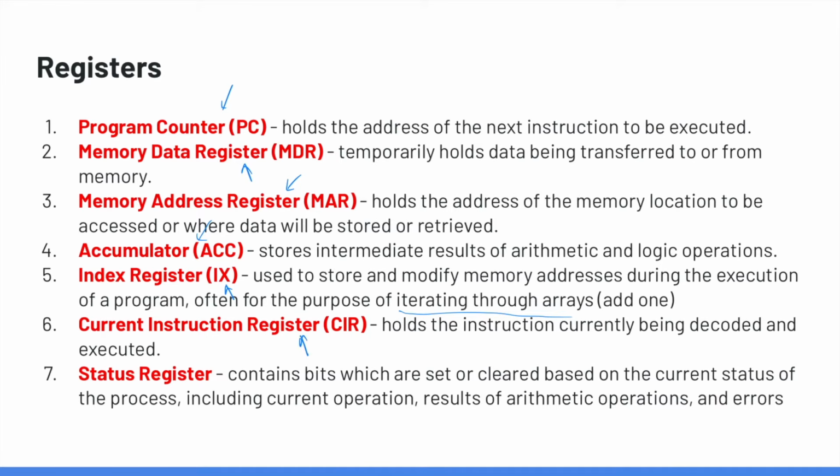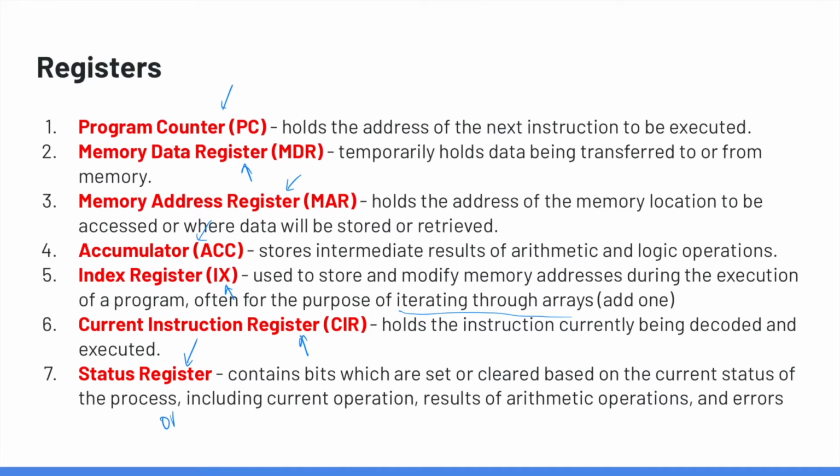Now next, you have the current instruction register, which holds the instruction currently being decoded and executed. And then we have the status register, which is something else we haven't seen either. And this is basically a register that contains bits which are set or cleared based on the current status of the, not process, but processor.